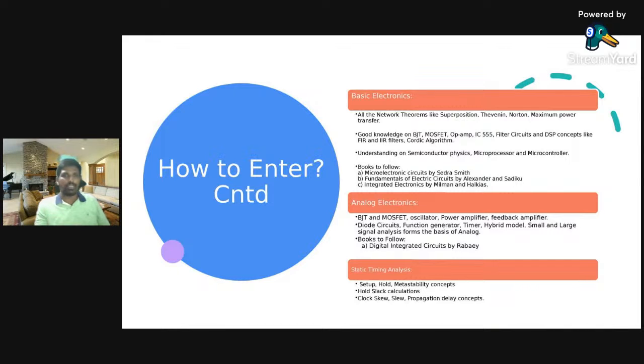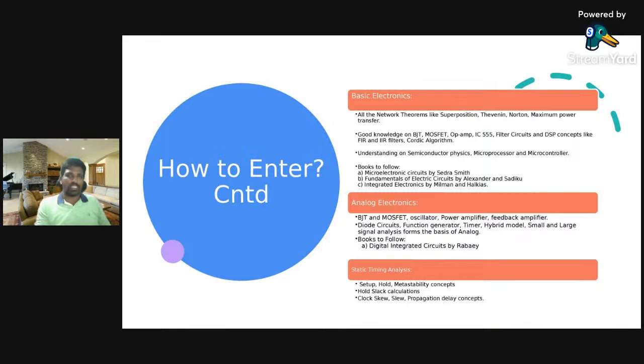You can refer to the books that I suggested here, right? So yeah. And we have analog electronics also, like the amplifiers, oscillators, feedback amplifiers, specifically helpful in the designing of the sensors, right? And the diode circuits, function generators, and all the topics that are critical when you want to enter into the analog industry.